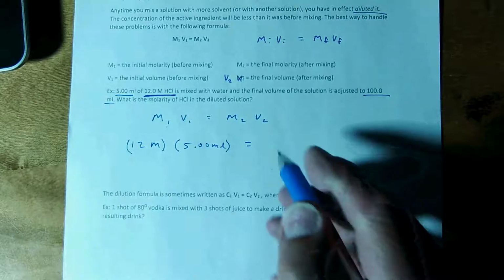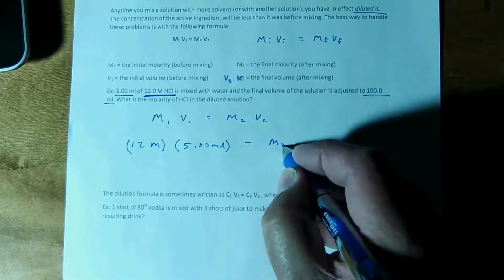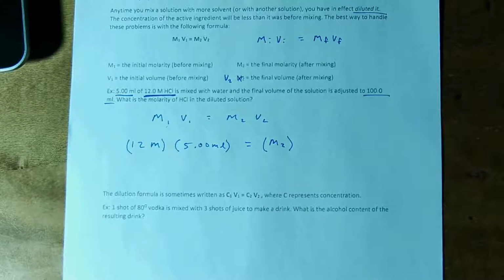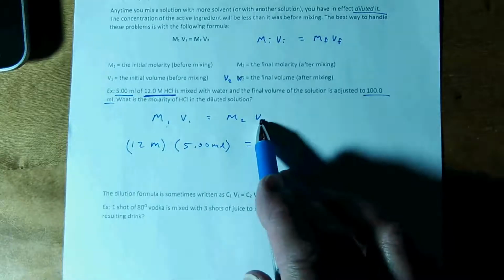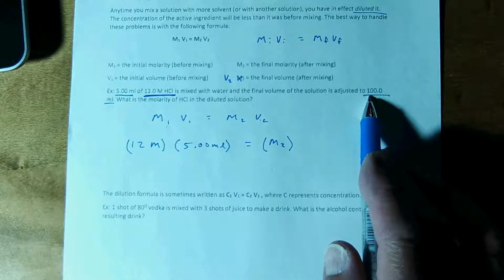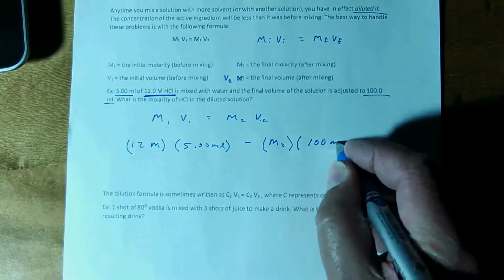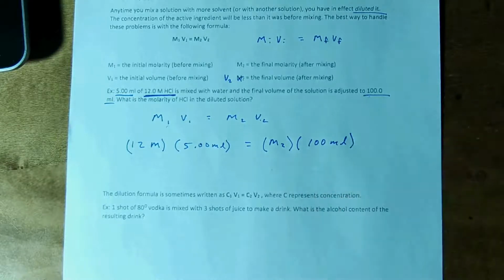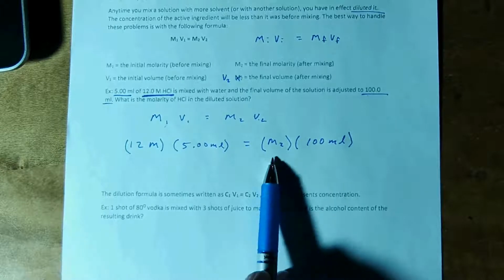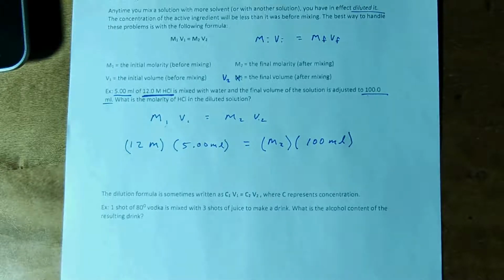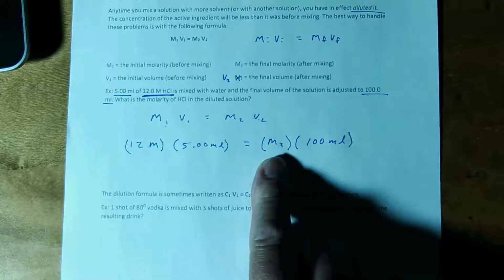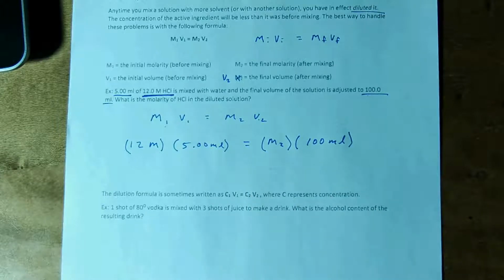I'm trying to find M2. I'm trying to find what's the molarity after it's been diluted. The final volume, the volume that it was diluted to, is 100 milliliters. All I have to do is solve this equation for M2. When they say solve the equation, what that means is set it up so that the thing you're trying to solve for is the only variable left all by its lonesome on one side.